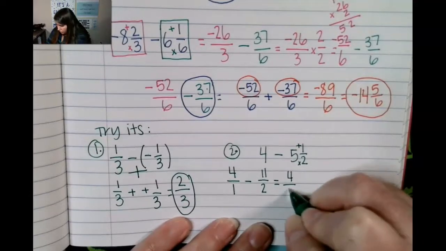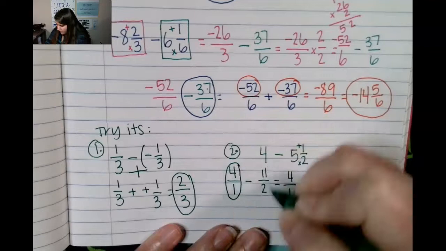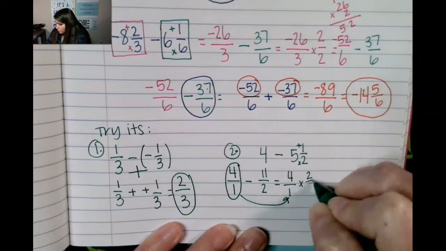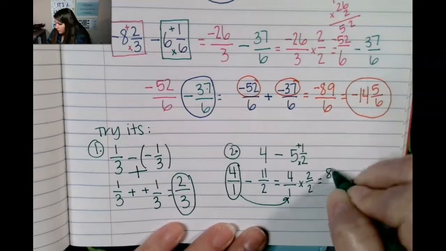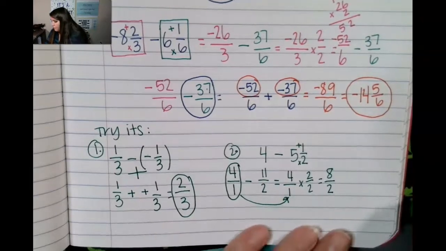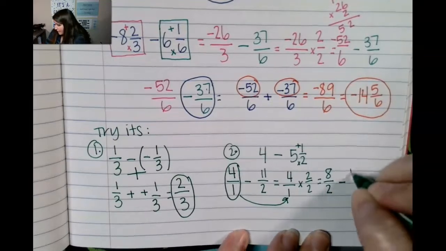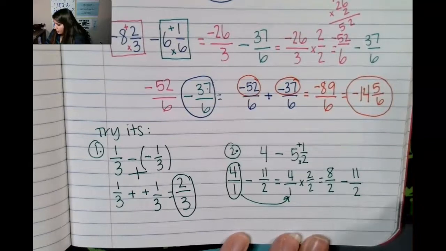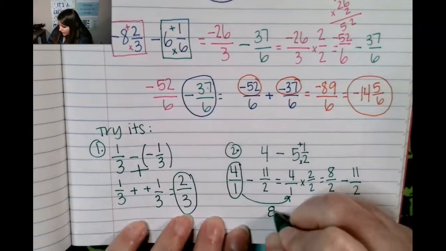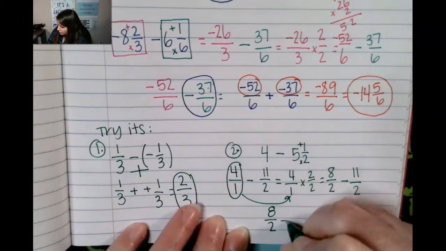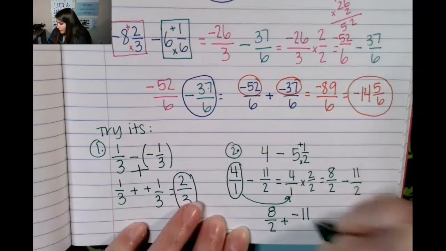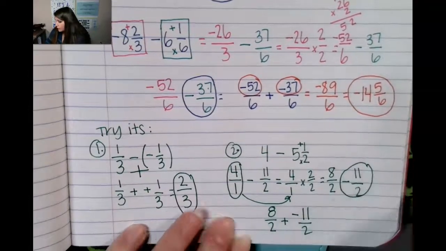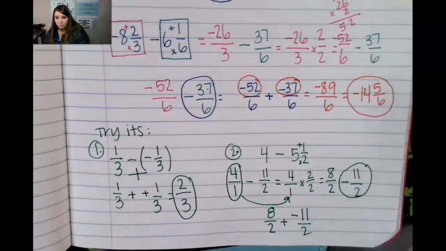I need to multiply this one over here because it needs to be multiplied by 2/2, so I have a common denominator. So now I have 8/2. 8/2 minus 11/2. Again, I want to add the opposite. So I'm going to take 8/2 and I'm going to add it to negative 11/2. I'm just keeping that negative sign with the top number.